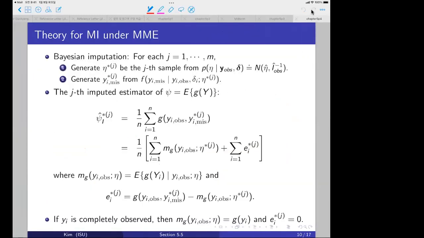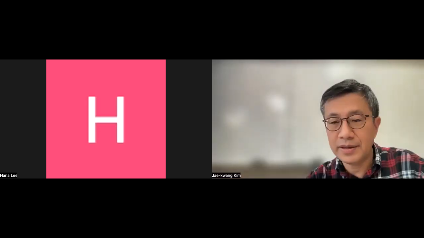I will cover this theory part in separate lecture notes. This is maybe too advanced, so you don't have to really worry about the details unless you are really interested. But anyway, I will cover it in a separate lecture, and then next week I will move on to chapter 6, which is fractional imputation. Okay.